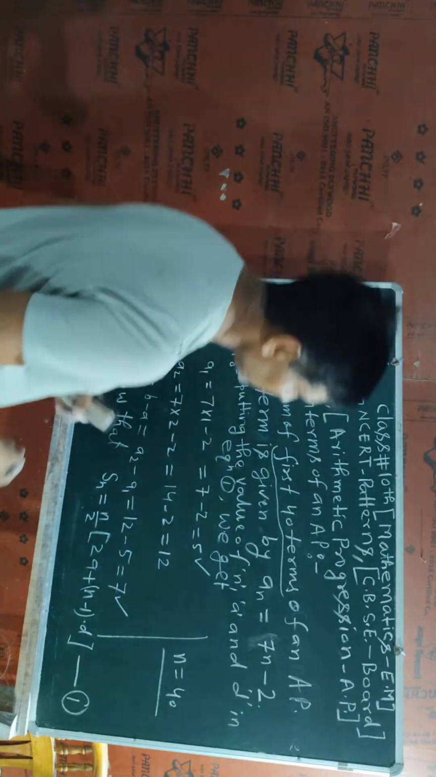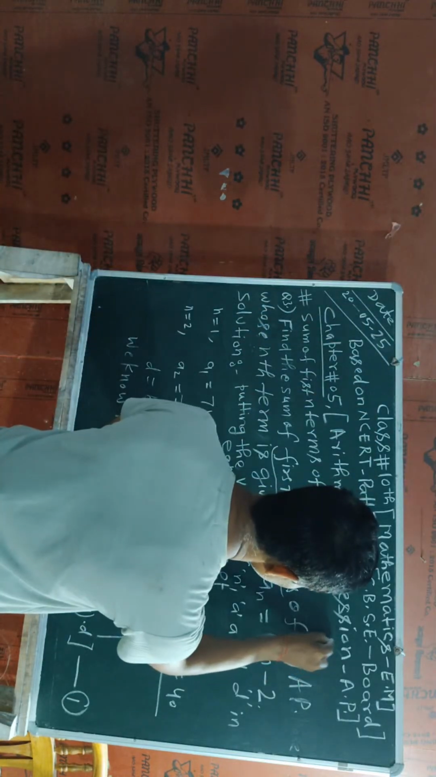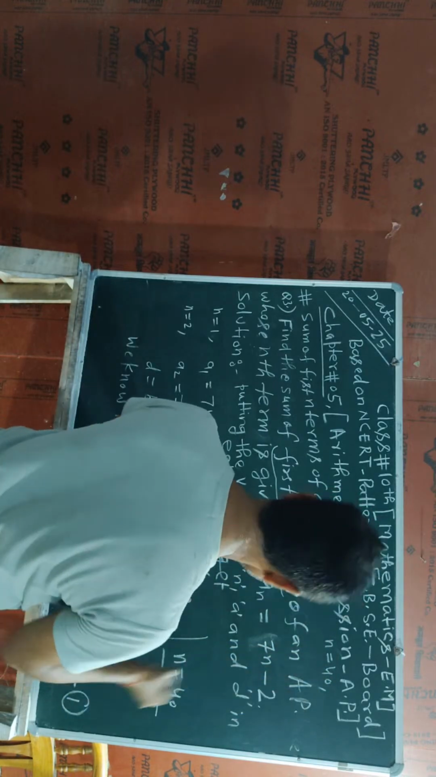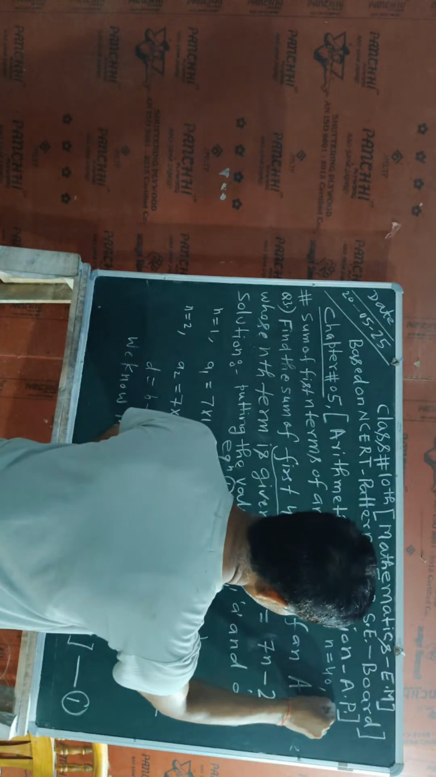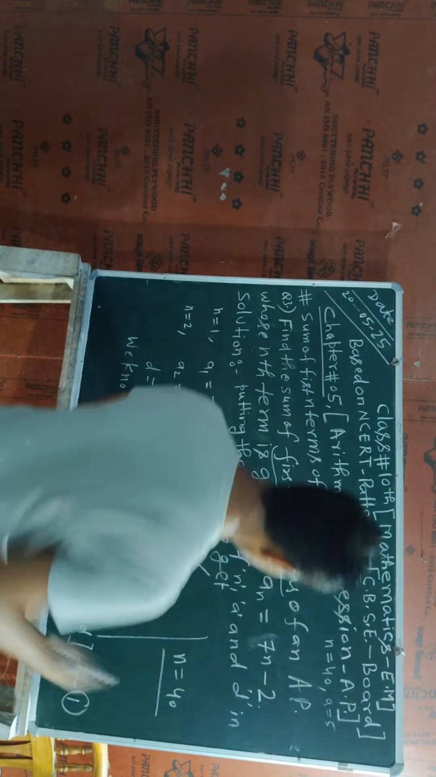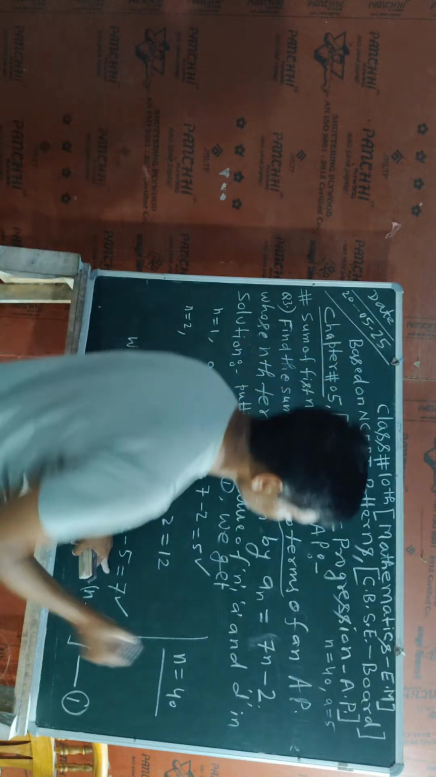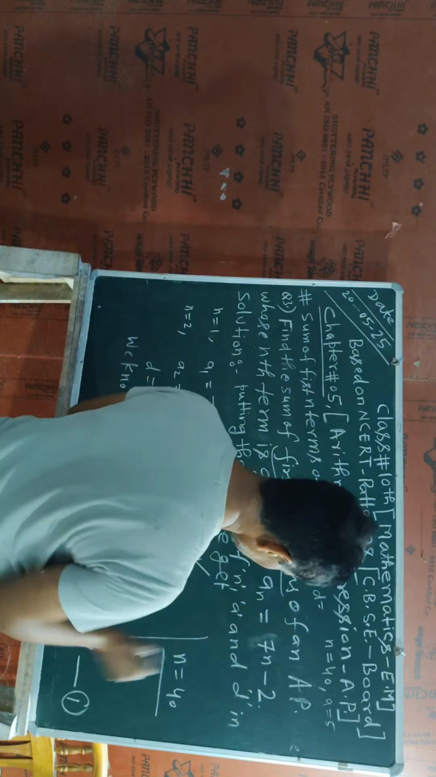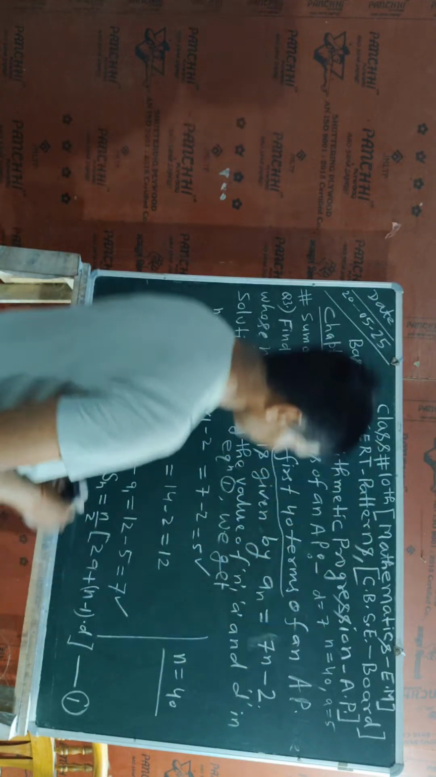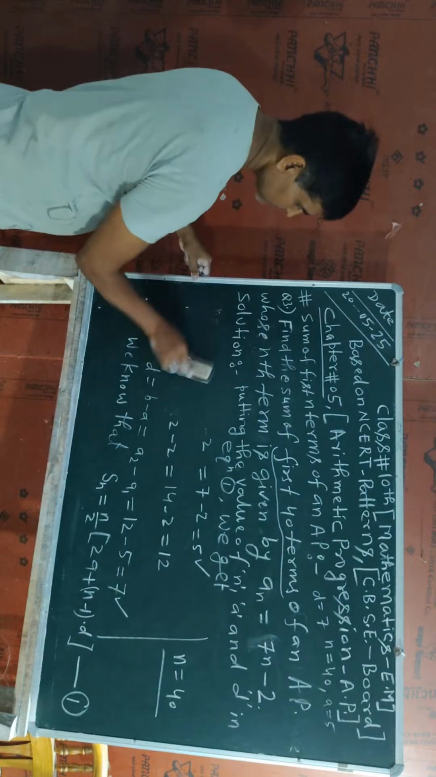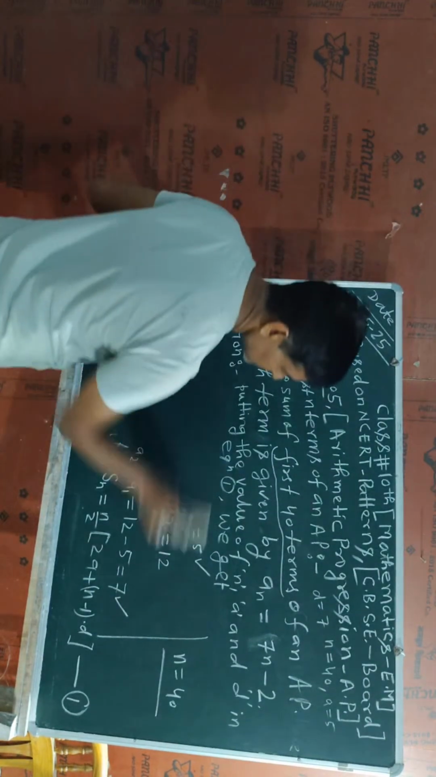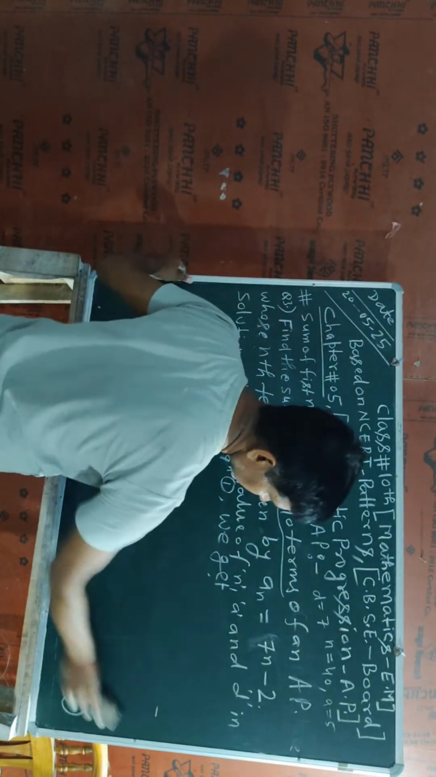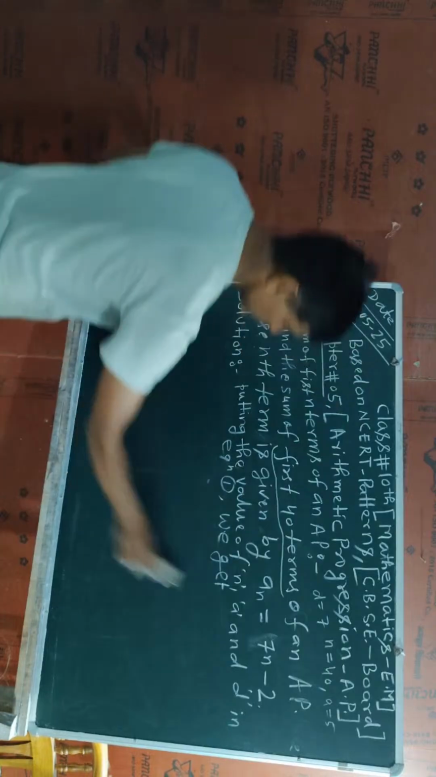So the values of n, a and d I am going to write here because it is important. The value of n is 40, the value of a is 5, and the common difference, that is d, is 7. So below that I have written the required data which are necessary. Okay, student.